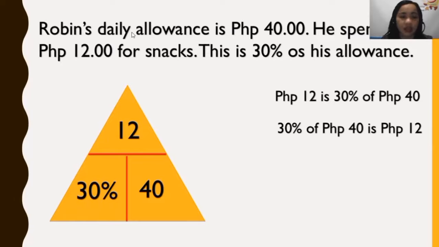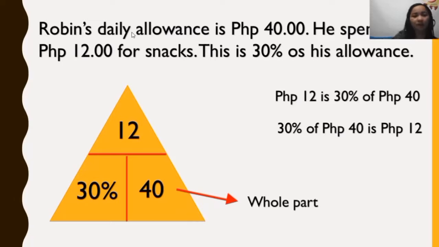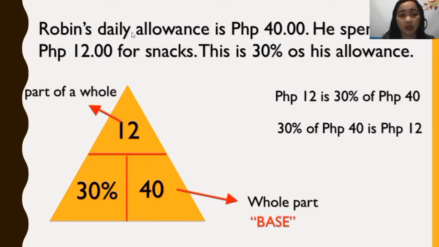Now, in our triangle, bakit ko ba inilagay yan sa triangle na yan? Because we will be using the Tekans triangle. 40, it represents the whole part, or the total amount of his allowance. And that is what we call base. So, pag sinabi nating base, ito yung kabuuan. And then we have 12. That is part of a whole. Ibig sabihin, it represents only part of his allowance. Parte lang. And that is what we call percentage.